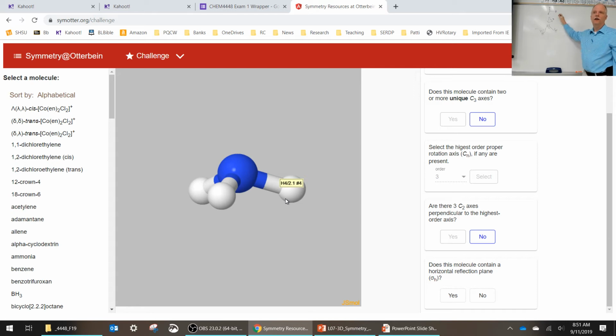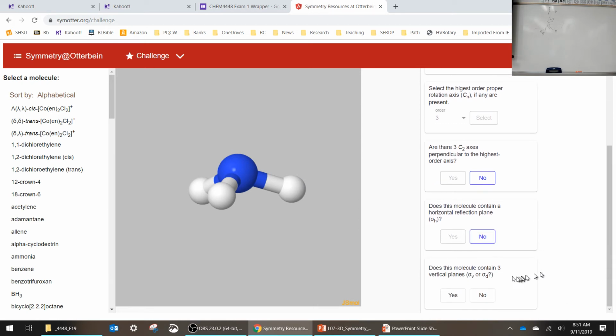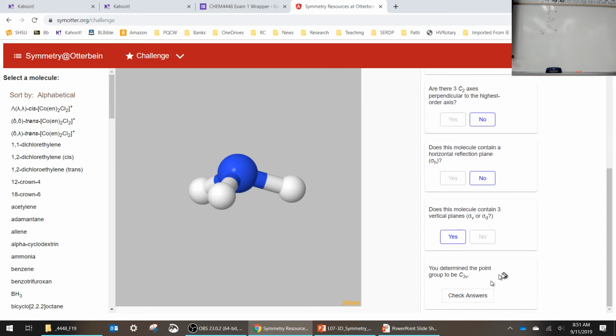Is there a horizontal reflection plane? No. So we would say no to that one. And we're almost out of time, but that's okay. Does it contain 3 vertical planes? Yes, it does. And that'll get us to this. We've determined the point group as C3v. So that's how you use this flow chart.